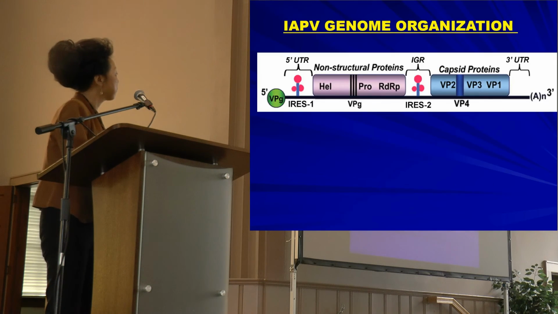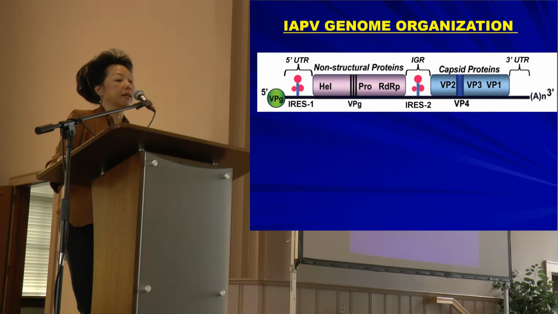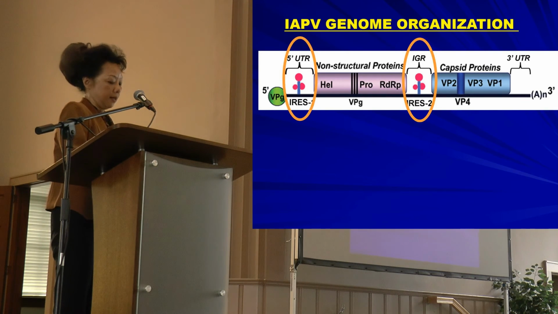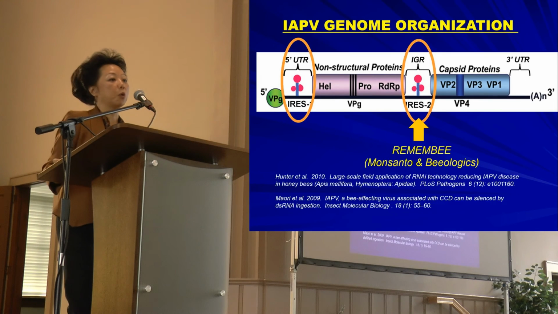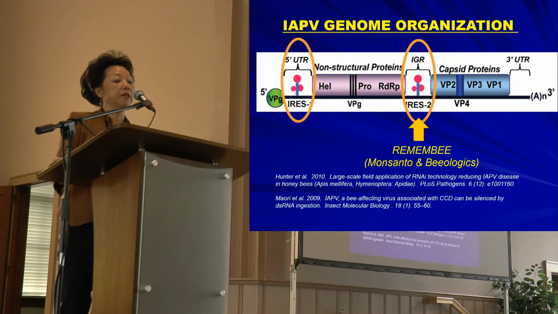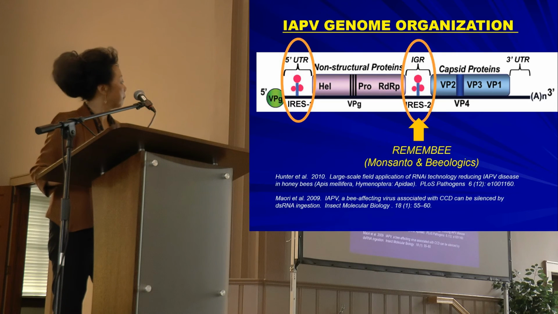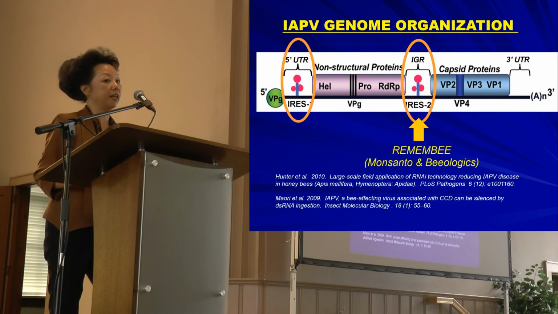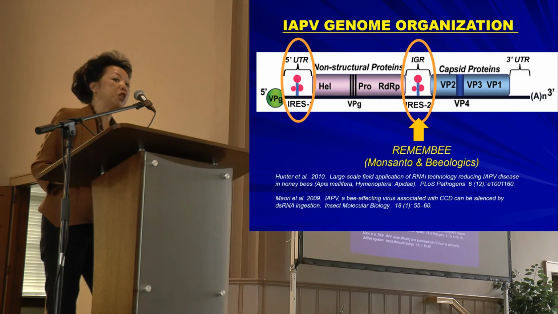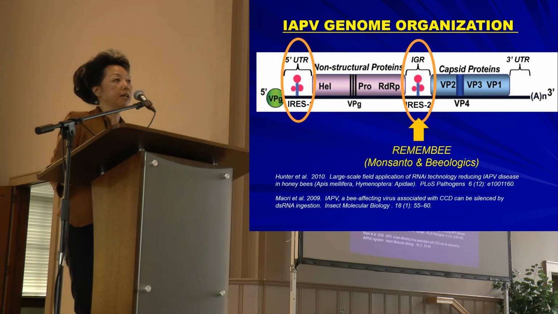The IAPV genome contains two critical genetic elements. Beeologics, acquired by Monsanto a few years ago, developed a product, RemeBee, which you probably haven't heard about. RemeBee targets one critical genetic element, and the feeding and the injection of RemeBee showed significant reduction of the abundance of IAPV under both field and laboratory conditions.